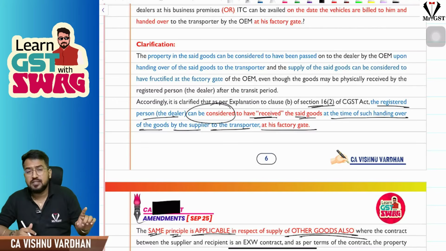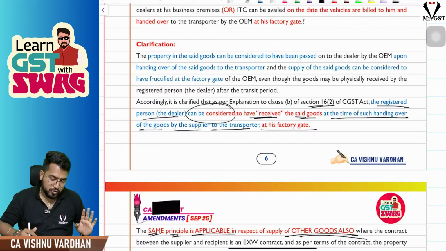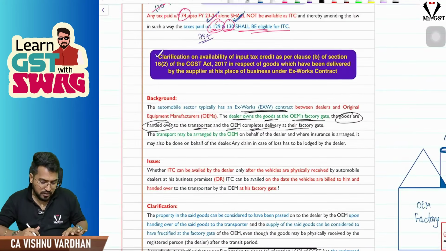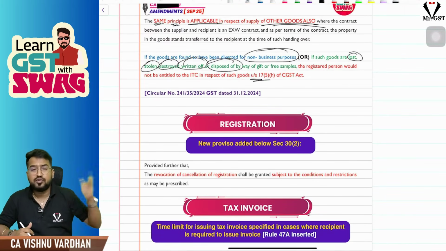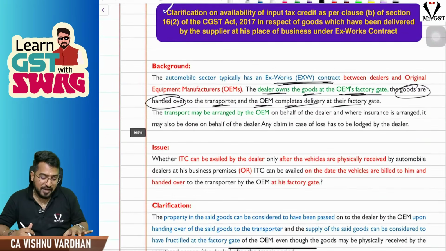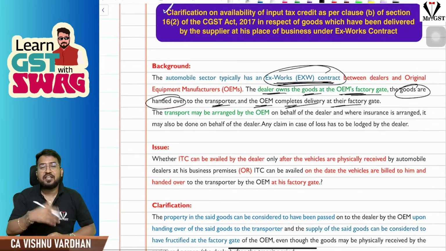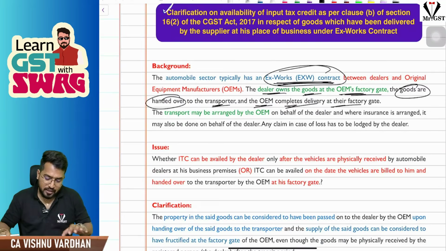And this is equally applicable for other goods also. Such a wonderful clarification for people dealing with these types of goods, where they are buying the goods on an ex-factory basis, or you can say ex-works contract. In that way, right? So a nice clarification.